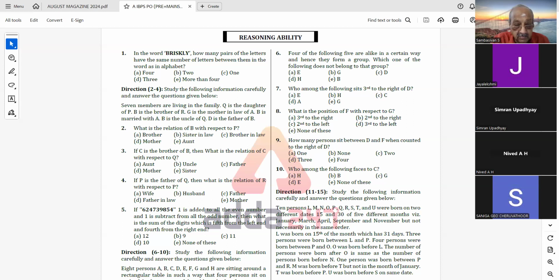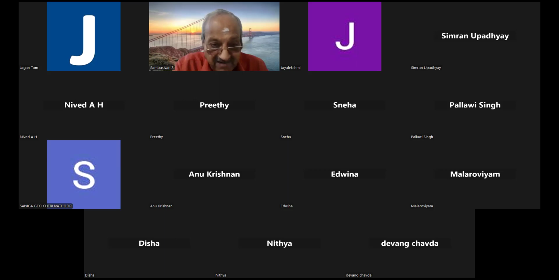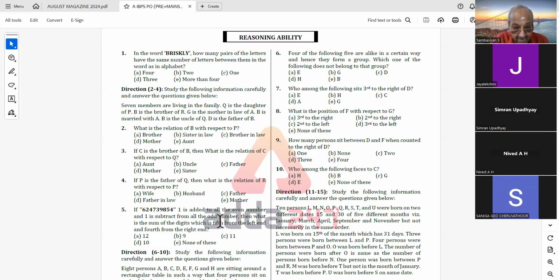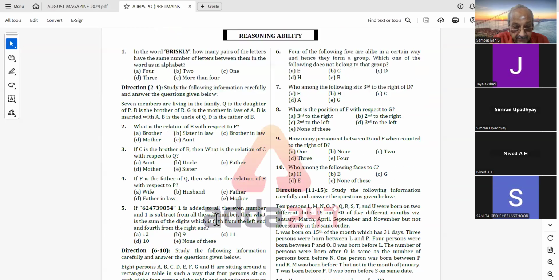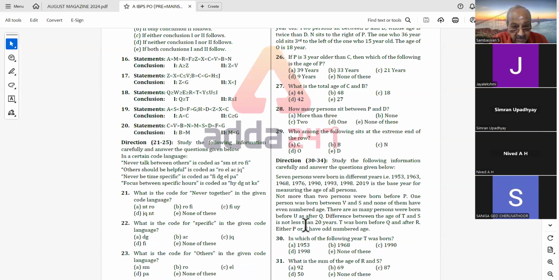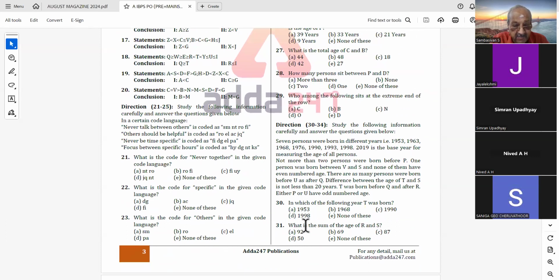So the question has changed. I think it has gone because I was muddling with it. Sorry. Question number 21 to 25. Please work out question number 21 to 25.